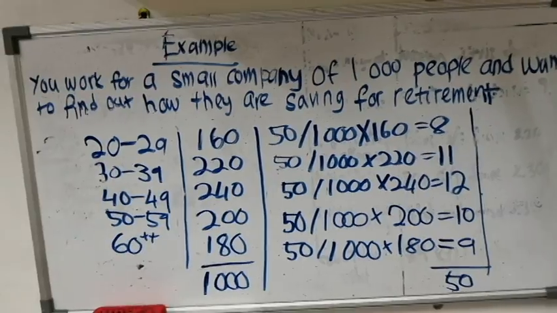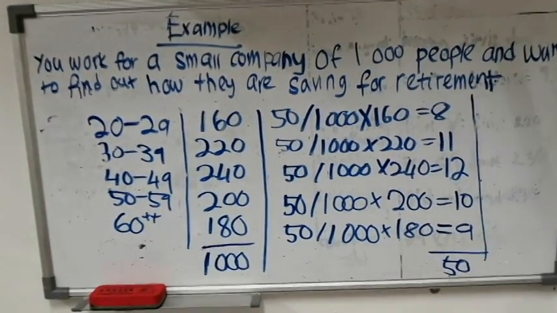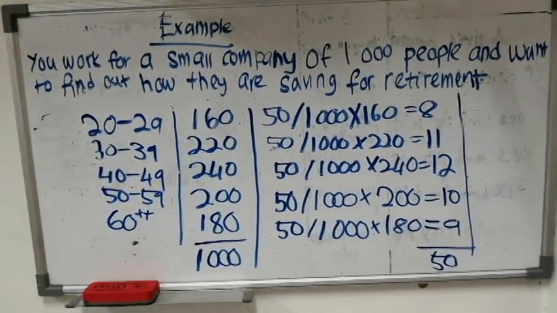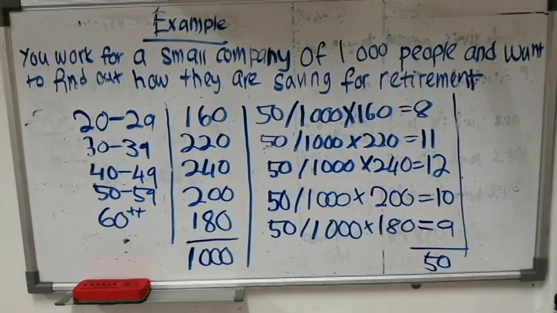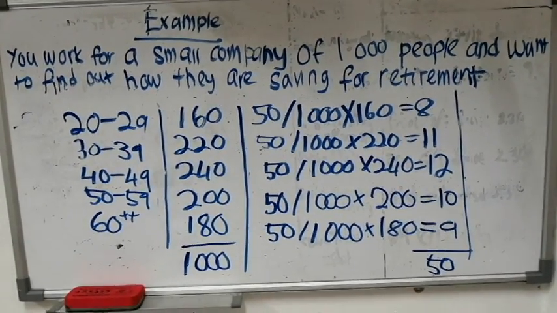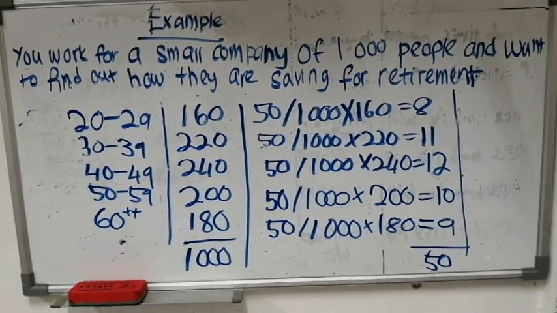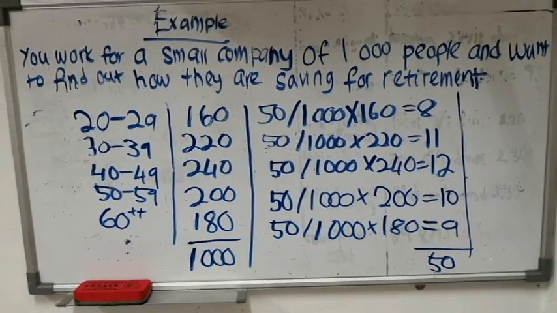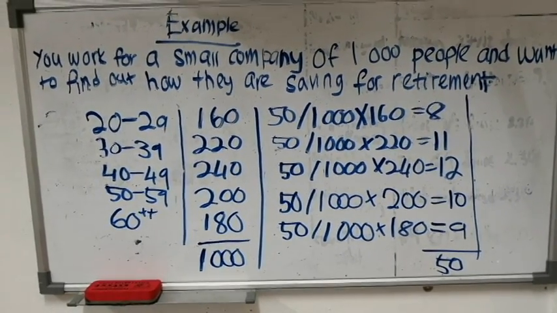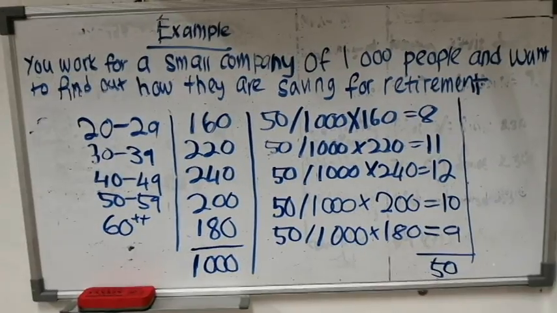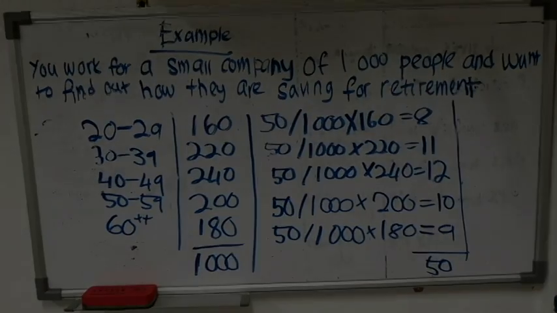Then we repeat the process until the 60 years old and above. Then we total up 8 plus 11 plus 12 plus 10 plus 9, and we get 50. So 50 is the sample size of the strata. Okay, thank you. That's all, guys.